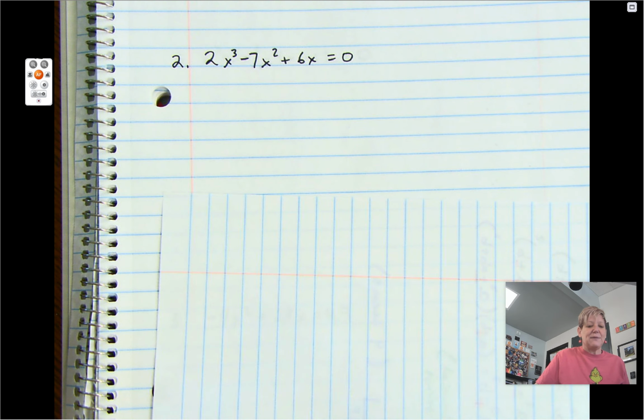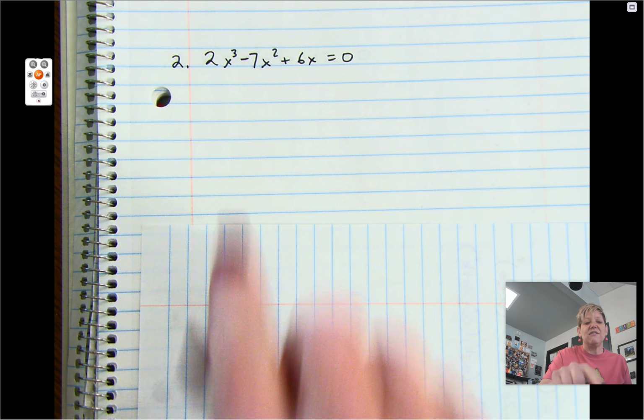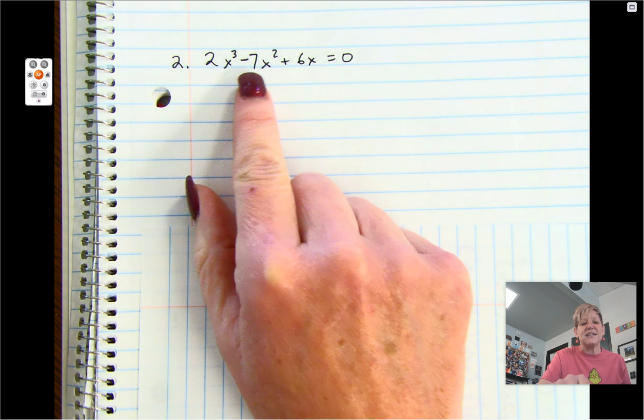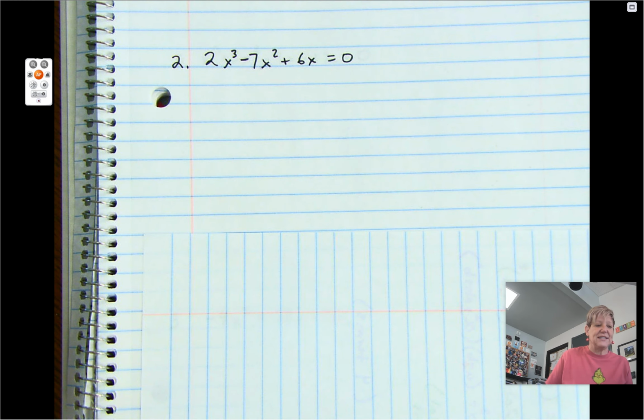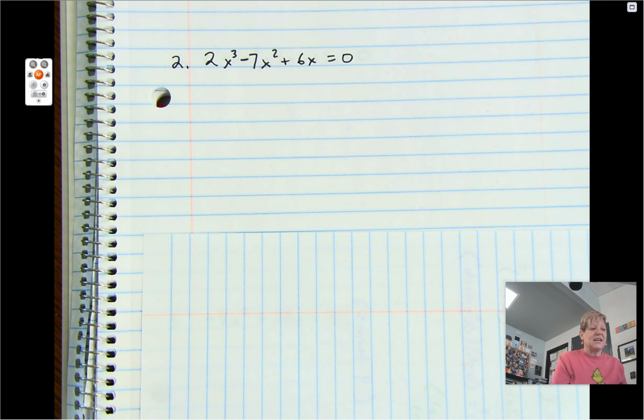Our next example says that we are going to factor completely and solve, and we have 2x cubed minus 7x squared plus 6x equals 0. And so we need to factor this. So our first step in factoring is always to look for a GCF. So you're going to look in those pieces and see, is there something that they all have in common? Is there a common factor that can be divided out or factored out?